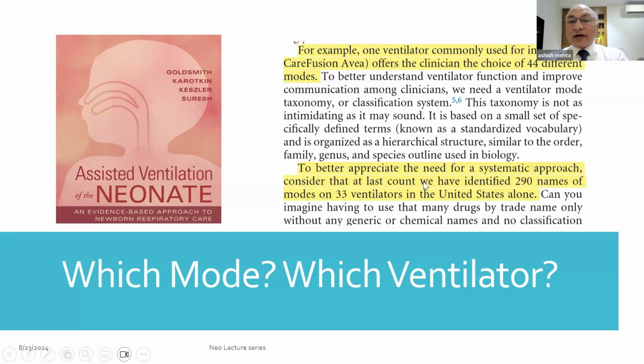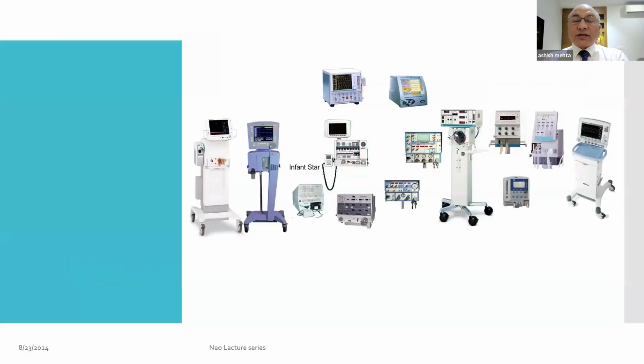They have identified, at the last count, this was the 7th edition, 290 names of modes on 33 ventilators in the United States alone. So imagine how many modes there are and how many different kinds of ventilators there are. It is just difficult to accept that these modes are different and each mode has something different to offer.